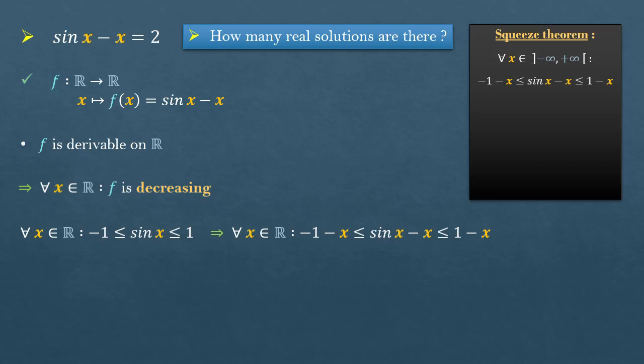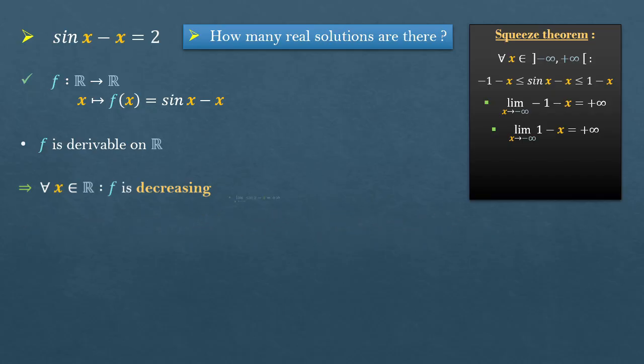Now, according to the squeeze theorem, as for every value of the variable x within the open interval negative infinity to positive infinity, sin x minus x is bounded by minus 1 minus x and 1 minus x, and the limit of minus 1 minus x when x heads to negative infinity is equal to positive infinity, and also the limit of 1 minus x when x heads to negative infinity is equal to positive infinity, we can deduce that the limit of sin x minus x when x heads to negative infinity is equal to positive infinity.